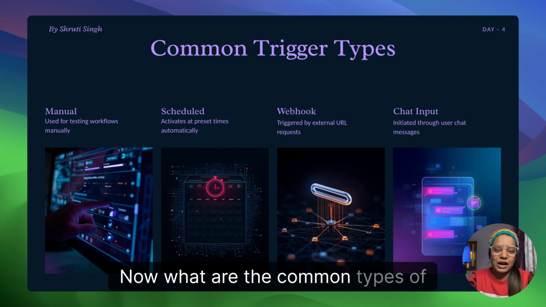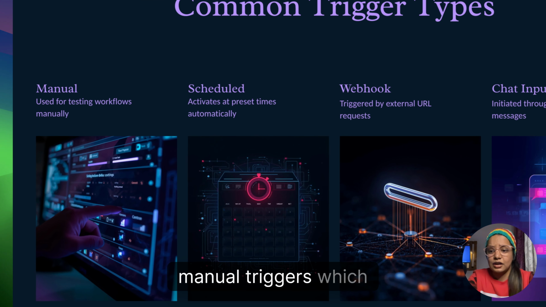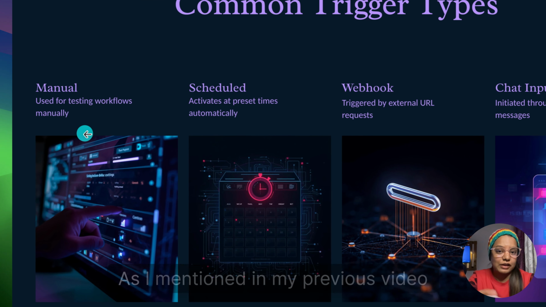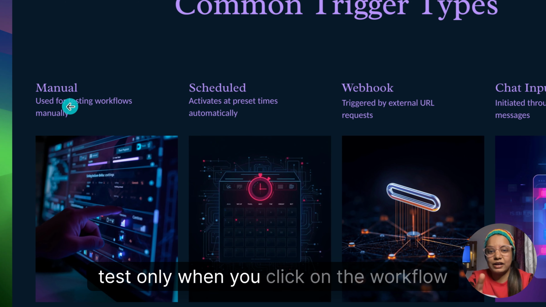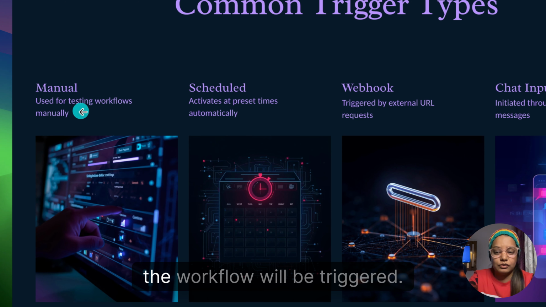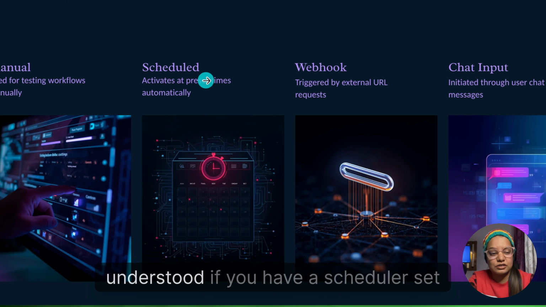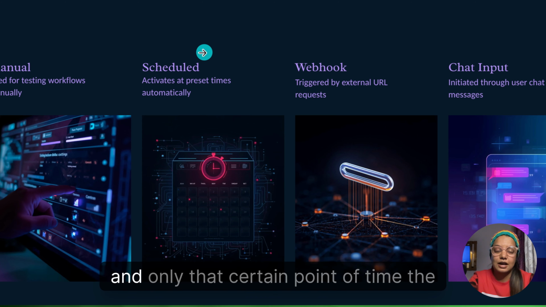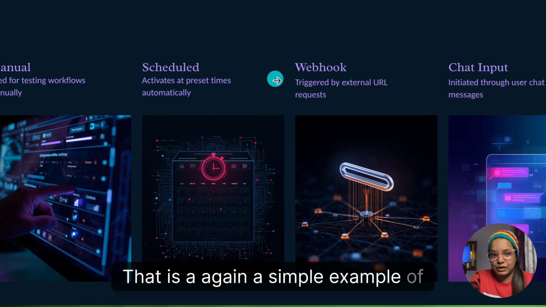Now, what are the common types of triggers? The common types of triggers are manual triggers, which are used for testing workflows, as I mentioned in my previous video, where only when you click on test, the workflow will be triggered. This is what a manual workflow trigger is about. Then the scheduled workflow, which we just understood: if you have a scheduler set, the workflow will run only at that certain point of time. That is again a simple example of triggers.